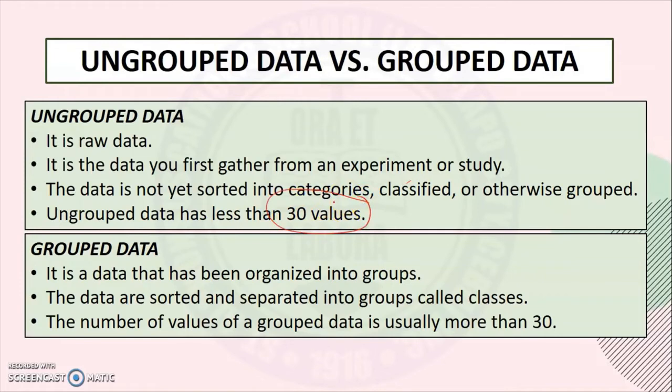So that means if you are given a set of data that has less than 30 values, that data is considered as ungrouped data. While grouped data is data that has been organized into groups, and grouped data usually has more than 30 values. It's like 30 or more than 30 values.